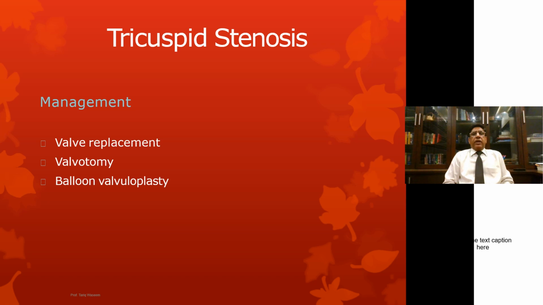The management of tricuspid stenosis would be valve replacement, depending upon how much the valve area is reduced, how much the valve anatomy is disturbed, whether it is calcified, or whether it is repairable or not. If the valve is pliable, you can undertake valvotomy as in the case of mitral stenosis, and balloon valvuloplasty is another option available for management.